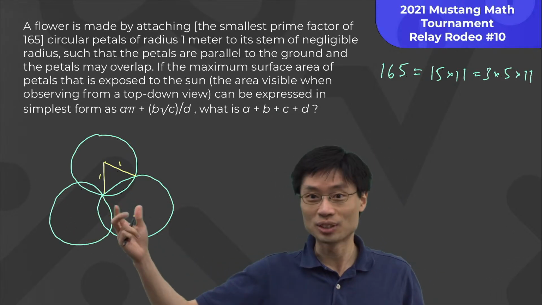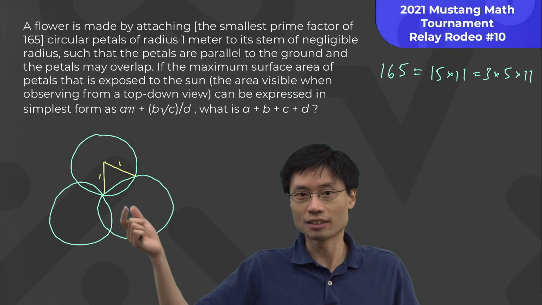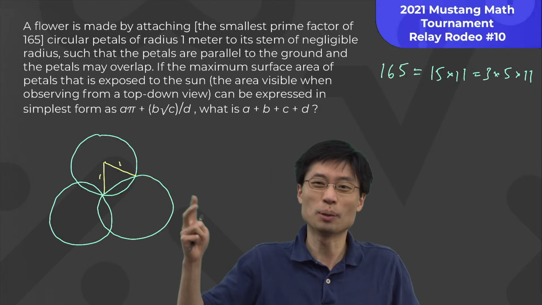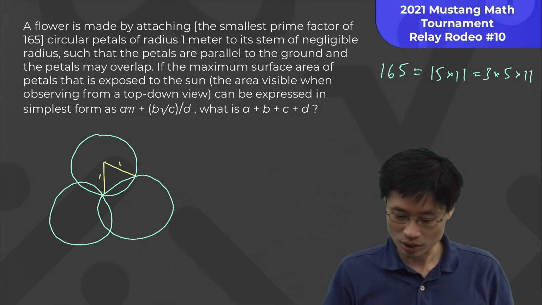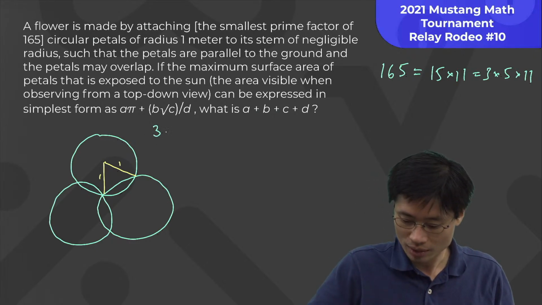So what I have to do is take 3 circles and subtract the stuff that I overcounted. I double count each of these overlapping things. So my total answer for the area is going to be 3 times pi r squared. That's 3 pi, the area of the circles.